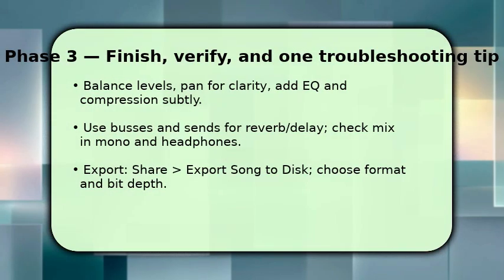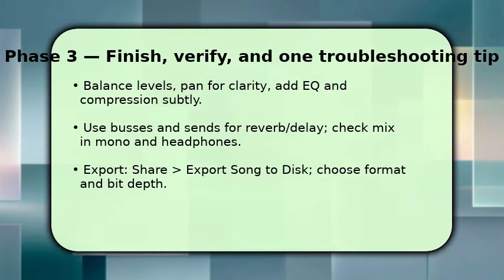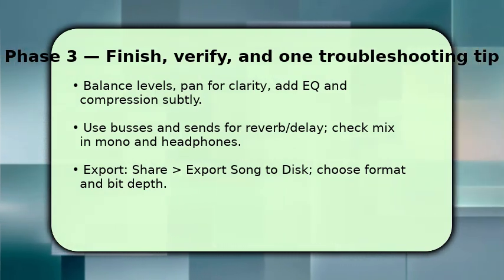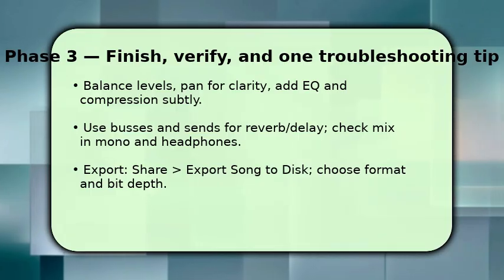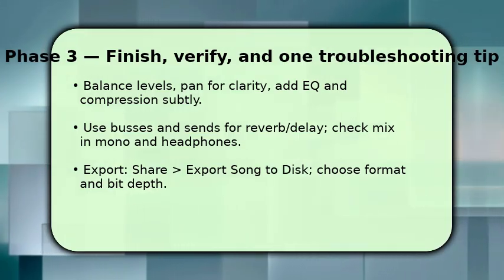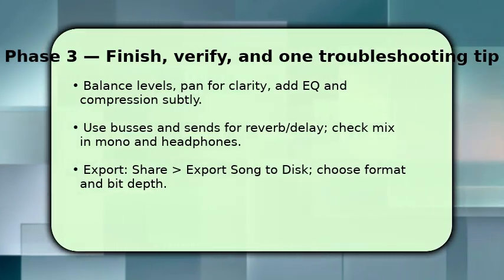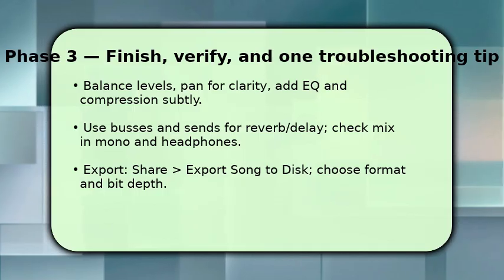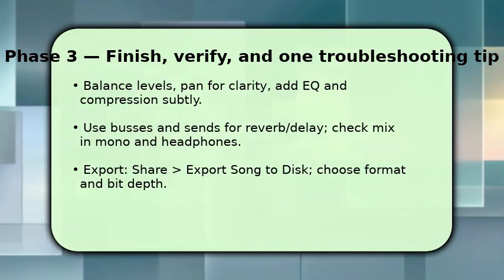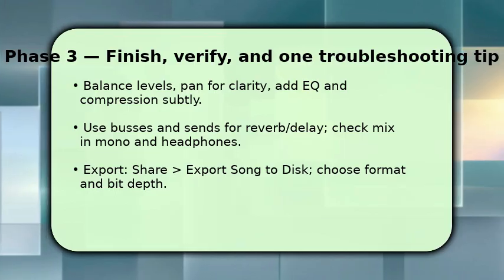Finish by mixing and exporting your song. You should balance track levels, pan to create space, and add EQ and light compression to make elements sit together. Subtlety matters. Once the mix feels right, route effects via buses and sends for consistent reverb or delay, and check the mix in mono and on headphones to catch issues.